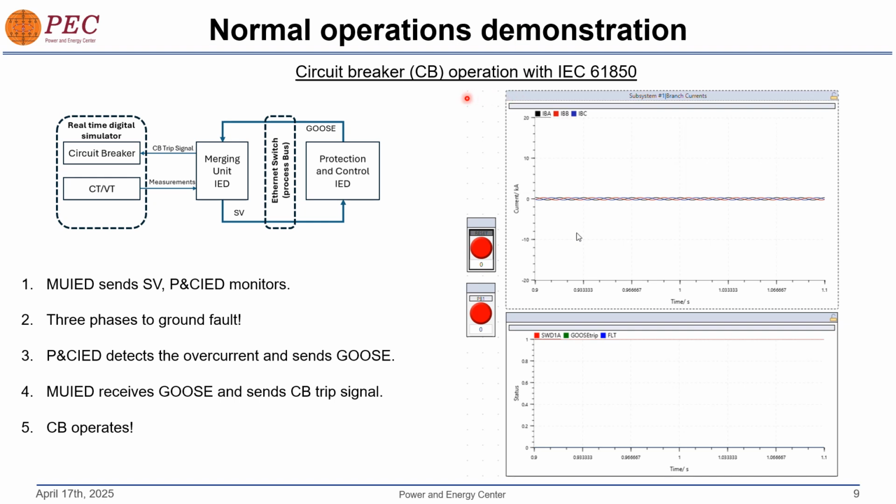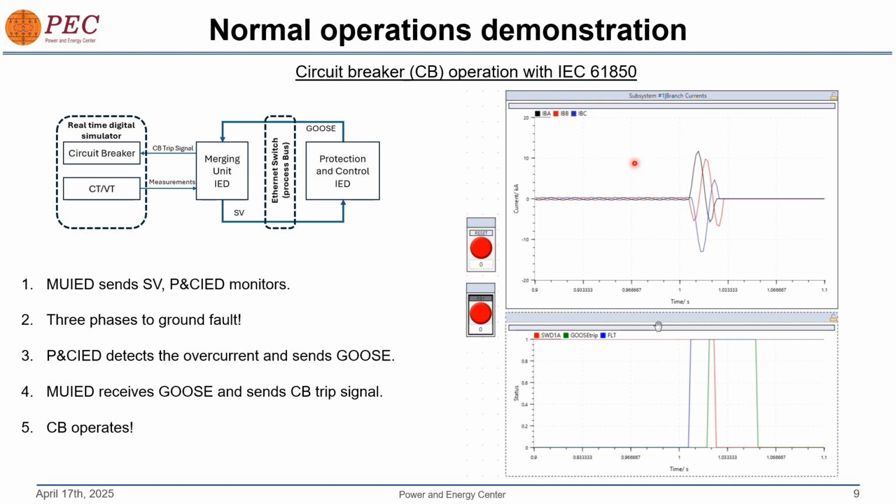Normal operations demonstration. Here I am demonstrating the circuit breaker operation with IEC 61850, and by pressing this push button I am creating a three-phase to ground fault in the power system. With that fault, in this top plot, which shows the feeder current, you can see a fault current, and it takes about one complete cycle for the circuit breaker operation. In this bottom plot you see the statuses of the fault signal and the GOOSE trip, as well as the circuit breaker operation.